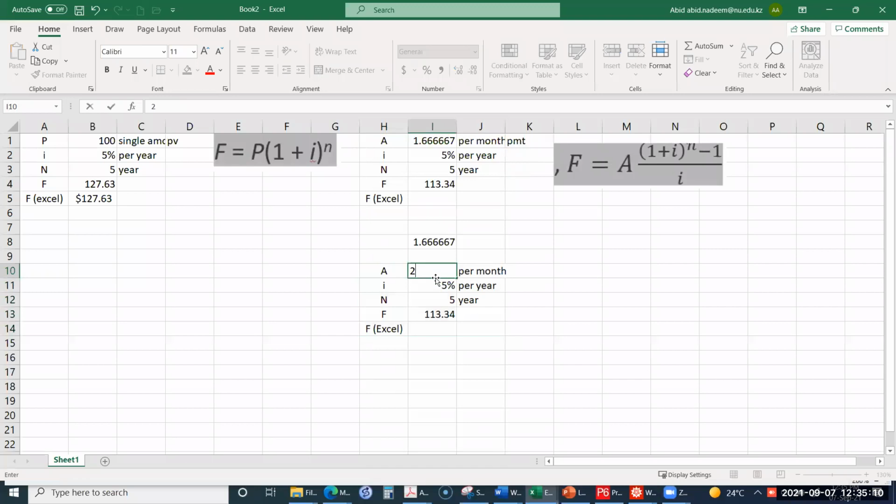So if it is $24, and I just calculate from Excel. If it's $24 per year, what will you get? Equal to FV, then 5% per year, for 5 years, and then it is 24. So you will get 132.62.